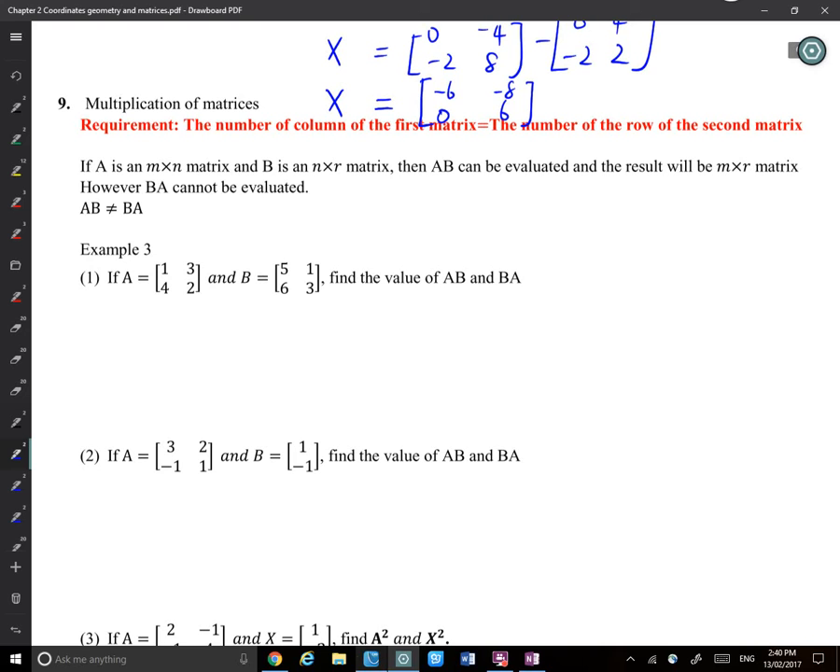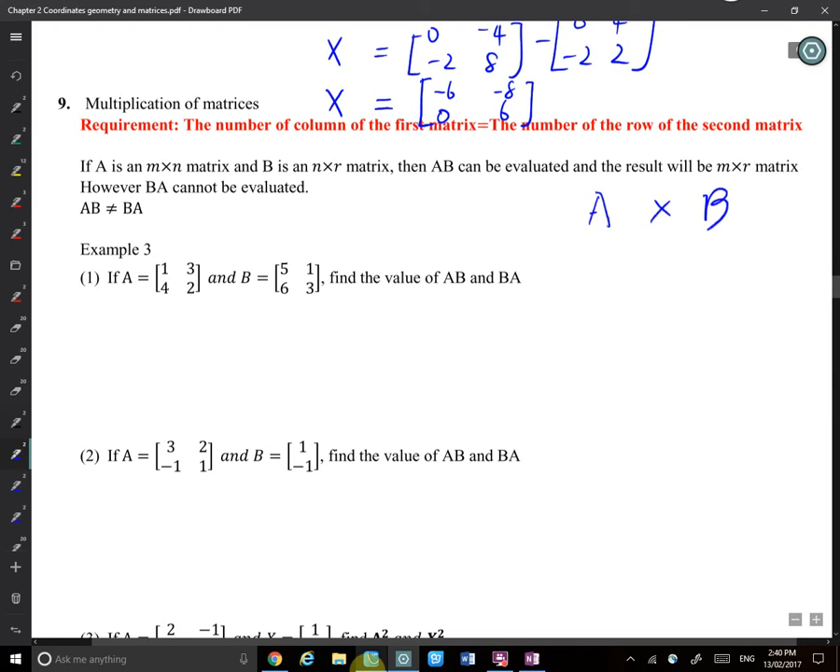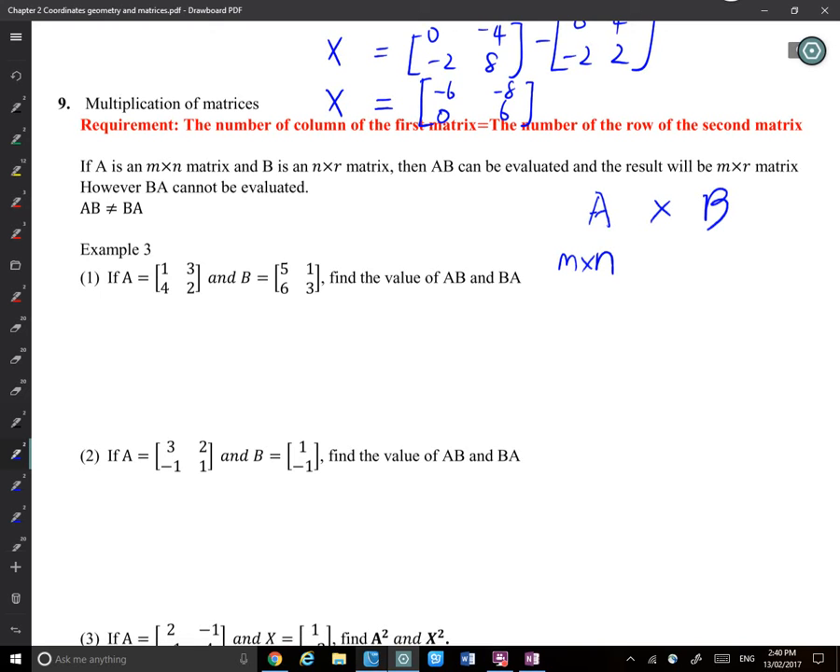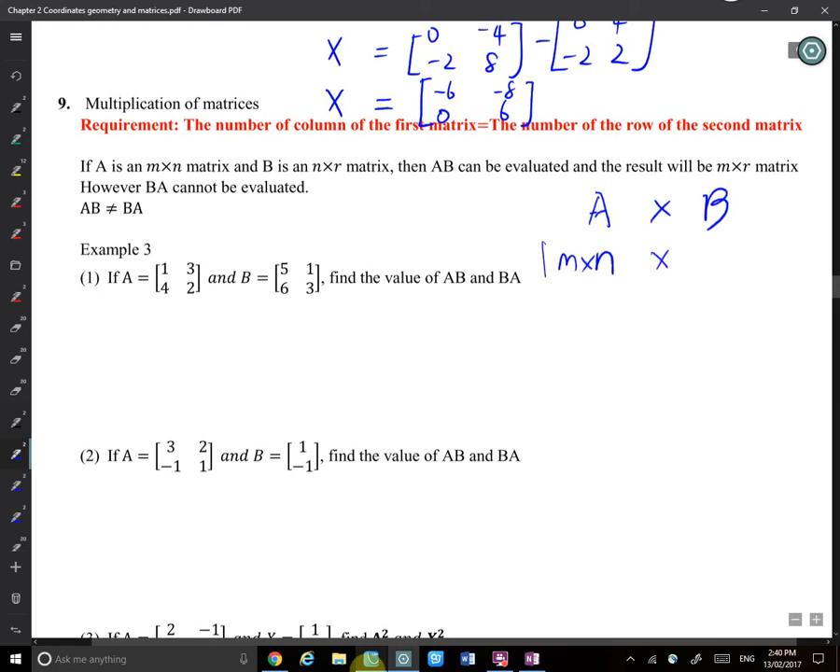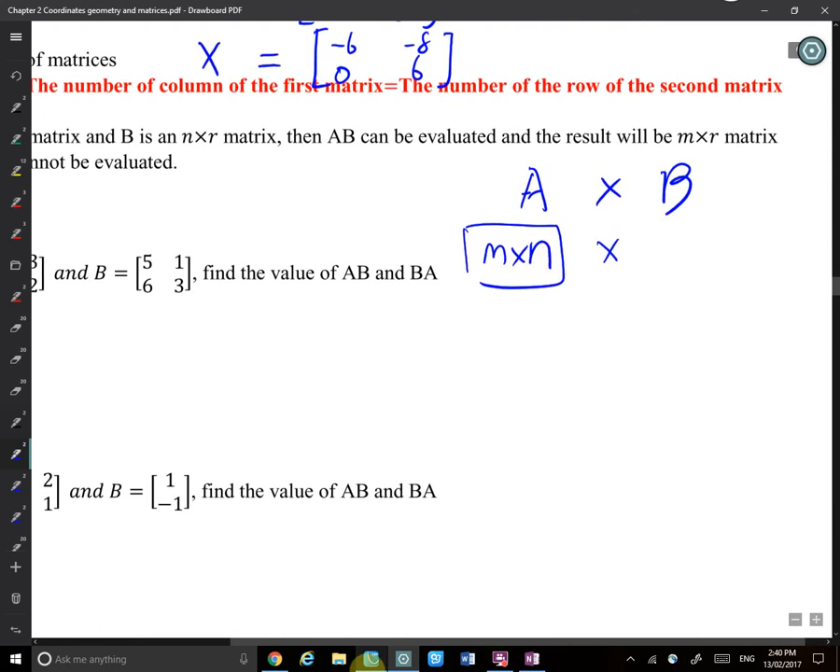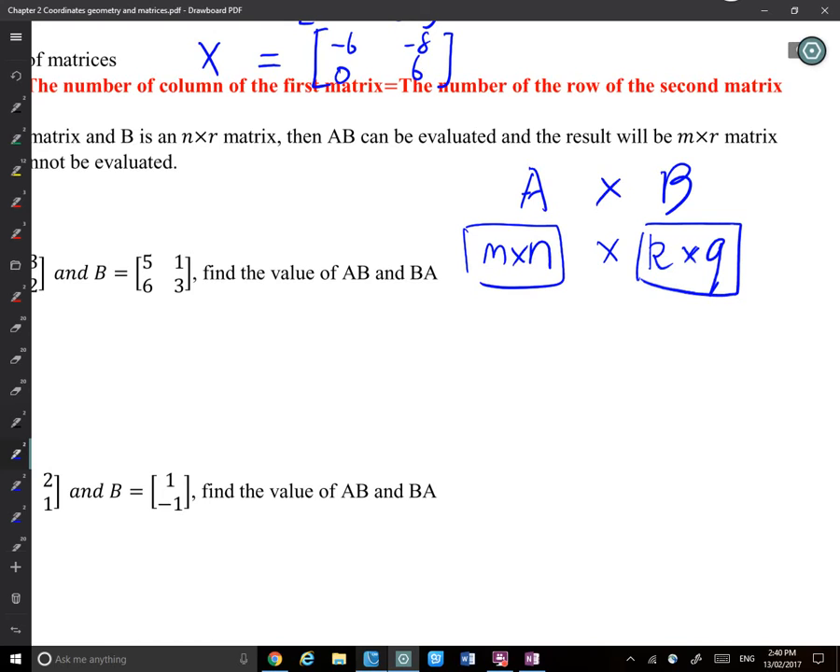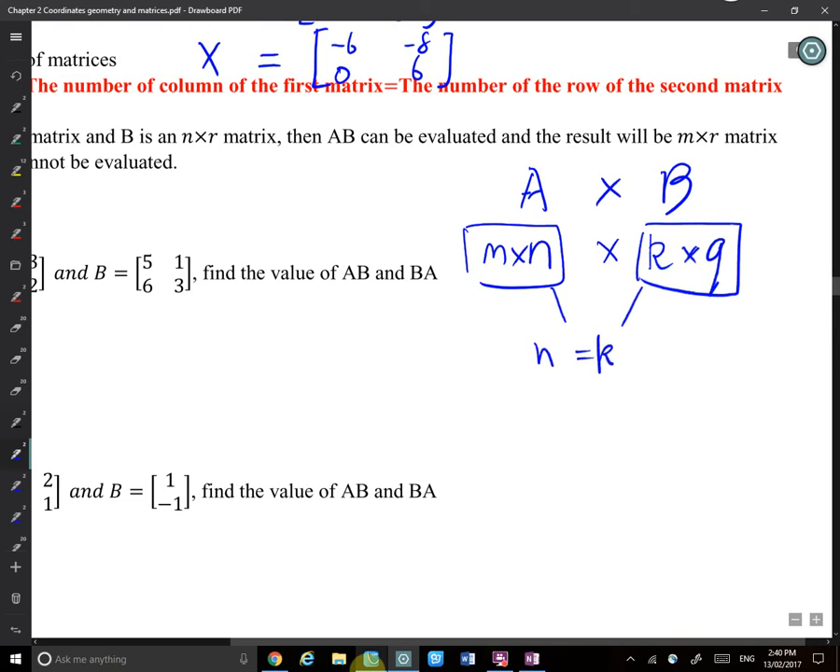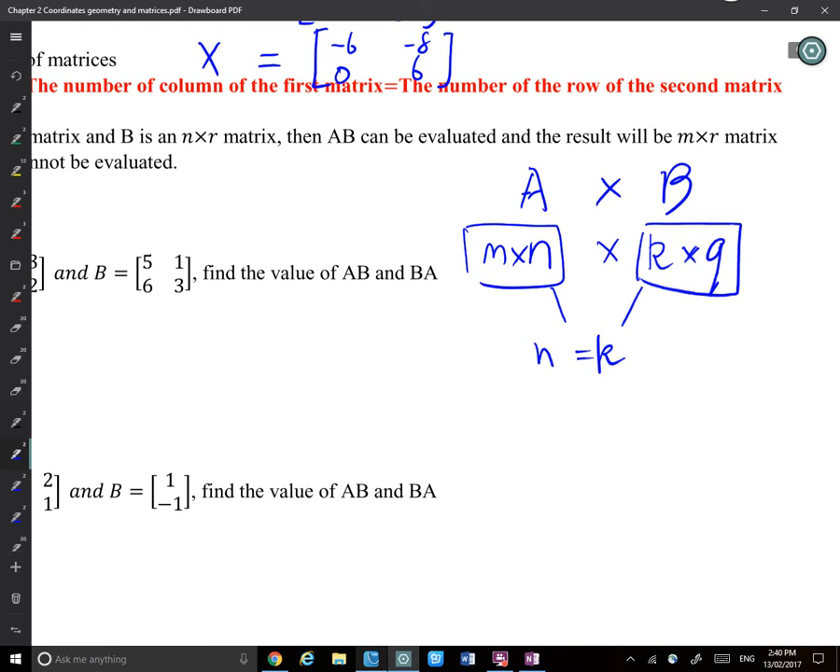So what that means is, if I want to do A times B, say we have M times N as the order for A, and times another matrix B. For example, B has order K times Q. If they can be multiplied together, N must equal K. If N is not equal to K, A and B cannot be multiplied together.